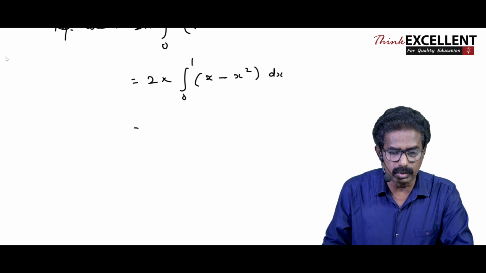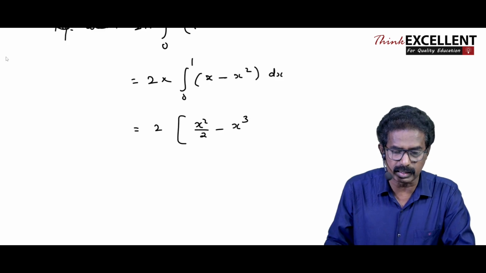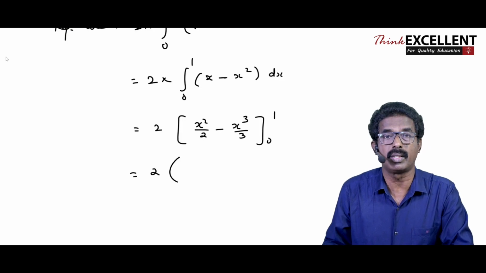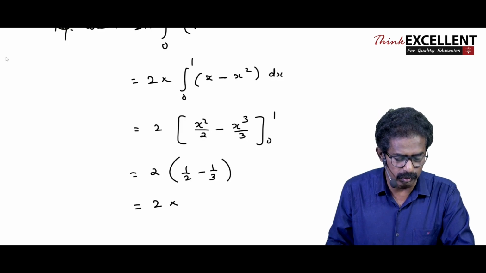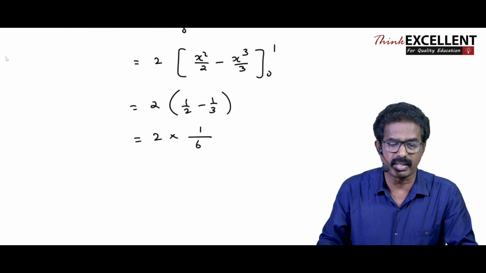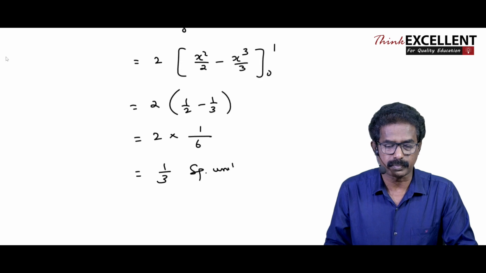That is 2 into x square by 2 minus x cube by 3, limit 0 to 1. That is 2 into, upper limit 1 gives 1 by 2 minus 1 by 3; 0 gives everything as 0. So 2 into 1 by 2 minus 1 by 3, LCM 6, 1 by 6 comes. When you simplify, your answer is 1 by 3 square units.